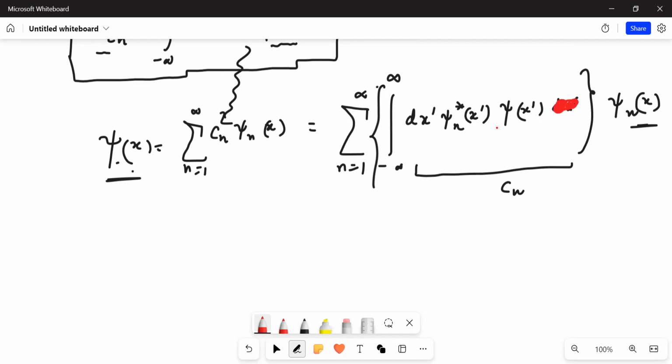Okay, so this is your Cn. Fine, this is your Cn. And why have I used this x dash? So that we don't get confused between the both. So basically, I've used a dummy variable x dash here. Okay. Now psi x is the sum of Cn psi n.